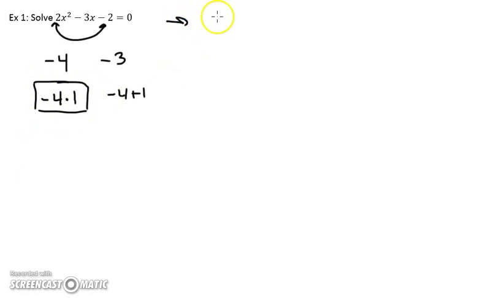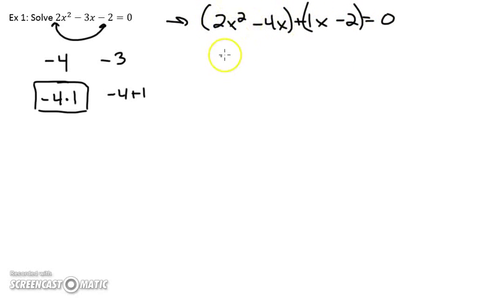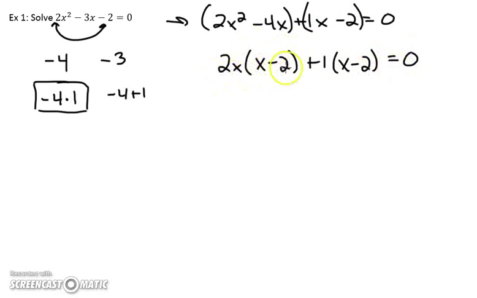So we rewrite this as 2x squared. Instead of having negative 3x, we're going to have a negative 4x and a positive 1x, minus 2 equals 0. Then we want to group our first two terms and our second two terms together. We have a 2x in common here, leaving us with x minus 2. We have a 1 in common here, leaving us with x minus 2. Now this first term and this second term have an x minus 2 in common, so we can factor out an x minus 2, leaving us with x minus 2 times 2x plus 1 equals 0.